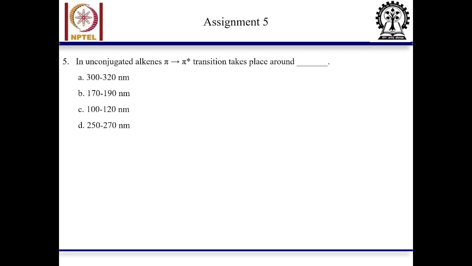In unconjugated alkene, the pi to pi star transition takes place around, can anyone tell where it will come? Pi to pi star transition? Sweta is saying D. Okay. Anyone else?